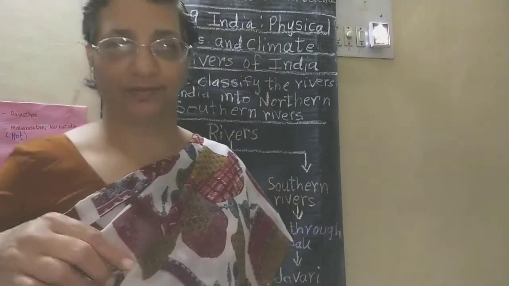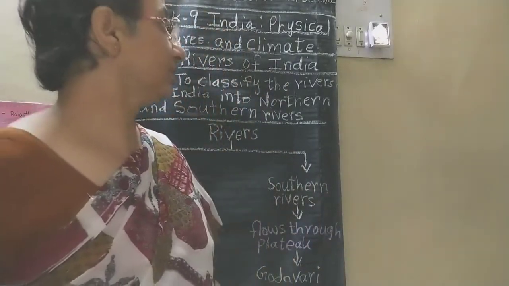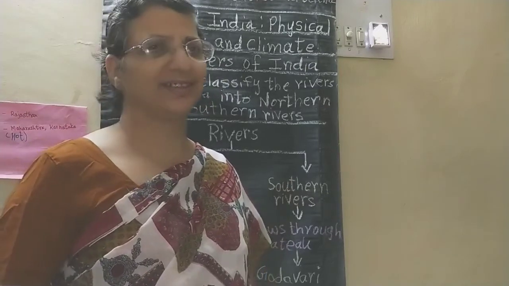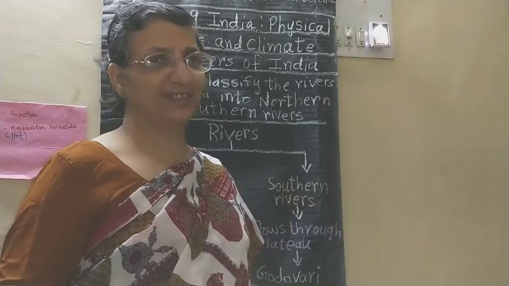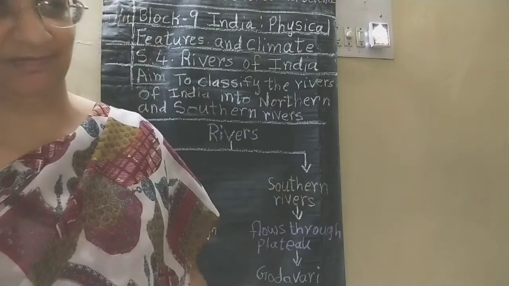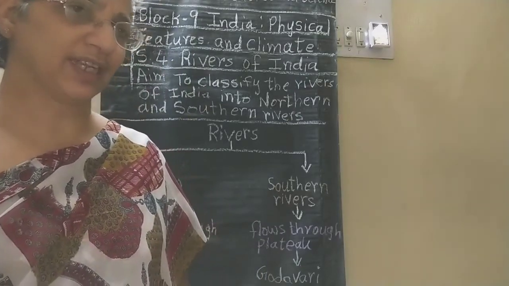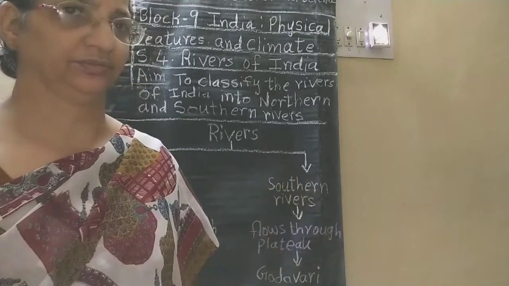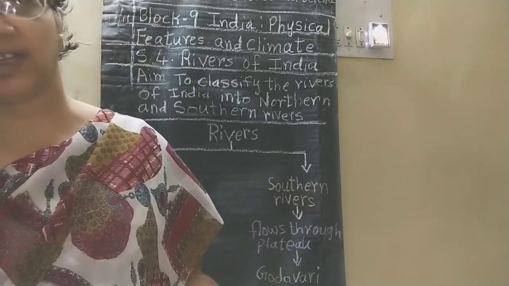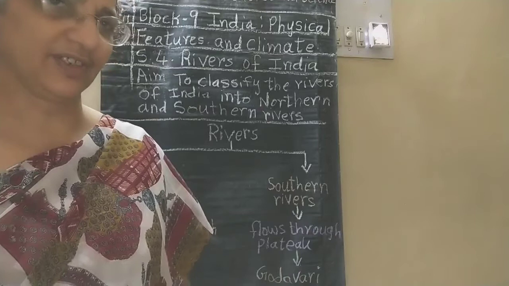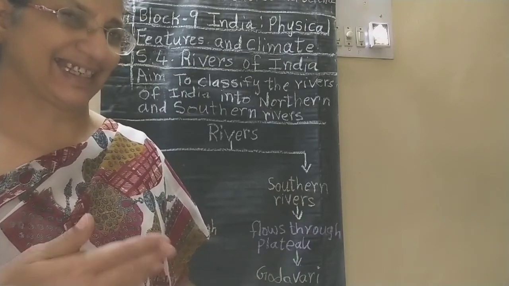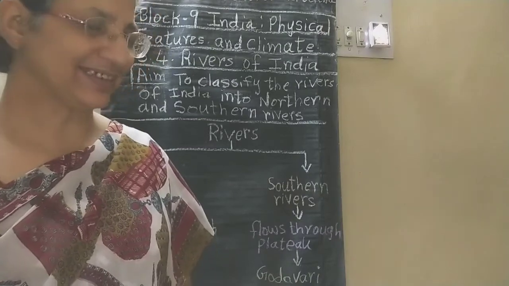Now, children, we have learned about the seasons. You know all these three seasons and different types of seasons, and with that, we change our clothes according to the season. Even food also, sometimes we will eat according to the season, right?